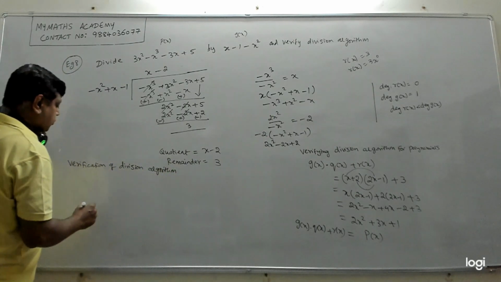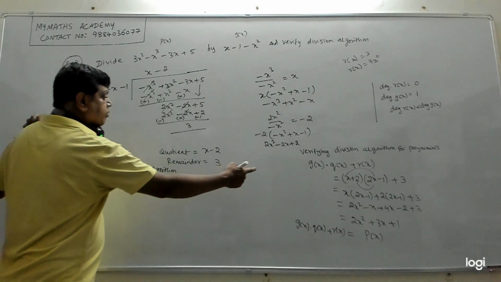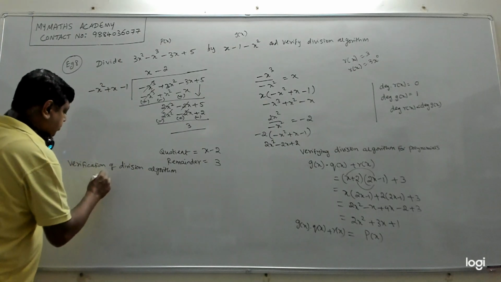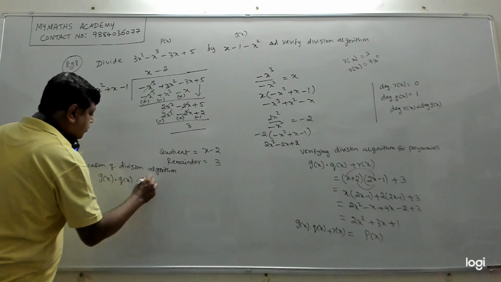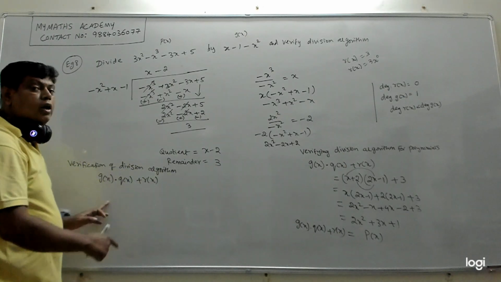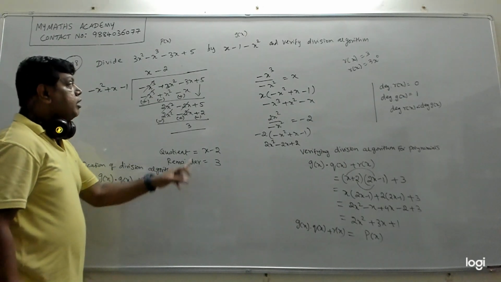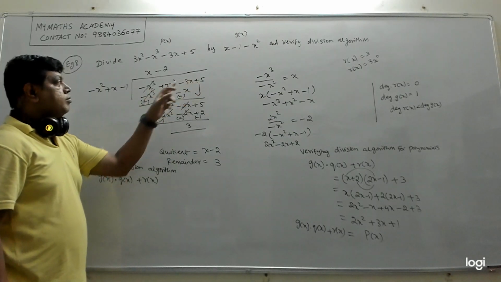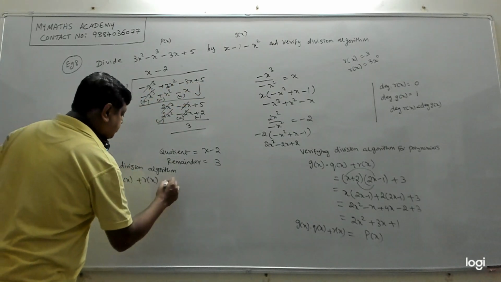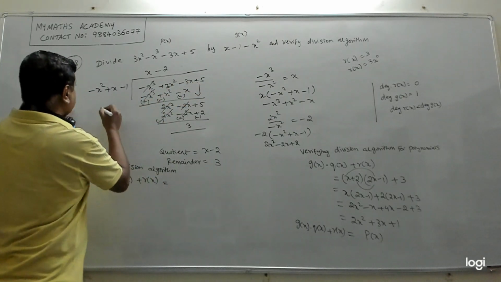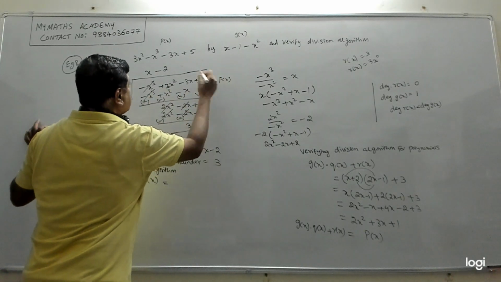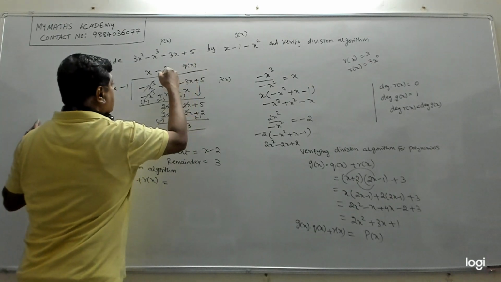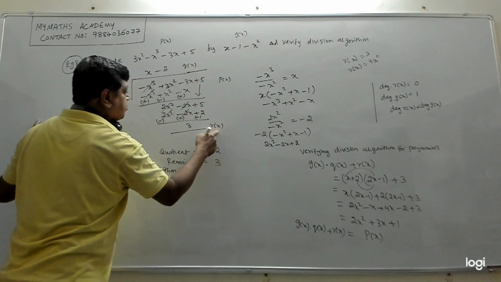So for that, what do we do? First we will try to find this one, g of x into q of x plus r of x. We have to find the value of this, and we should say that is equal to p of x. We should get this. So what is g of x? G of x is this. So this is your g of x, this is your p of x, this is your q of x, this is your r of x.